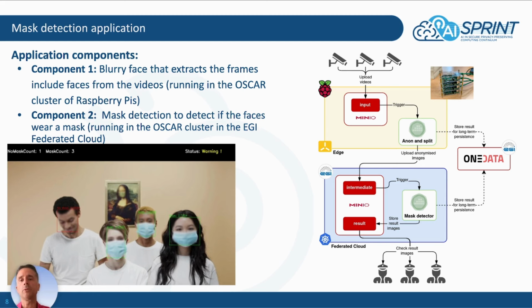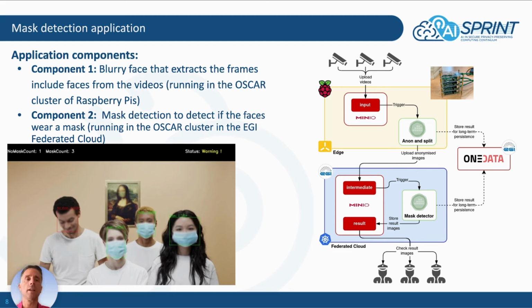And component 2 performs the mask detection itself, using a pre-trained AI model to detect if the faces wear a mask. And this can run in an Oscar cluster that can be executed in the EGI federated cloud.